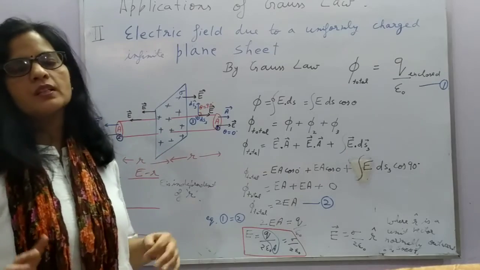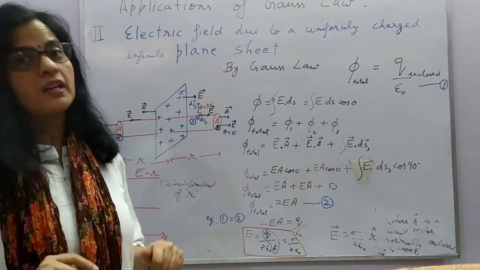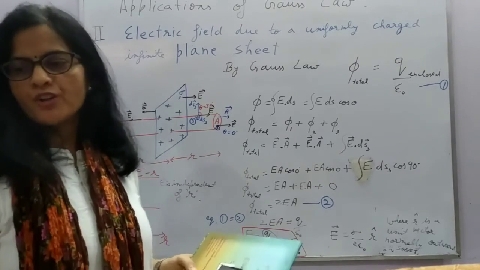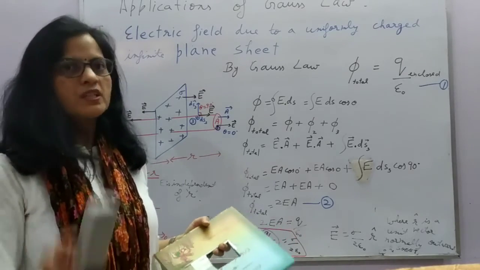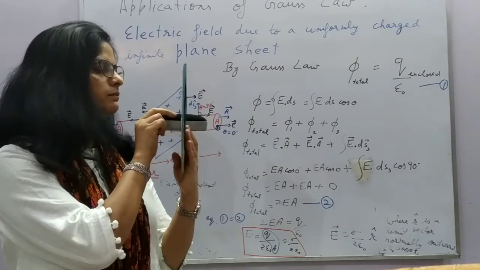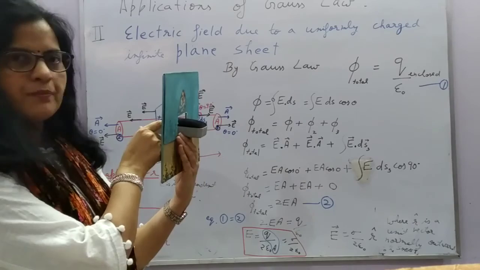Now here I want to mention one more thing. In some books, the Gaussian surface chosen is not cylindrical but a rectangular parallelepiped. So I need to explain that whatever be the shape of the Gaussian surface, it will not make any impact on the result. Why so? Suppose I am taking this rectangular parallelepiped and again I am placing it such that half of the part is here, half of the part is here.